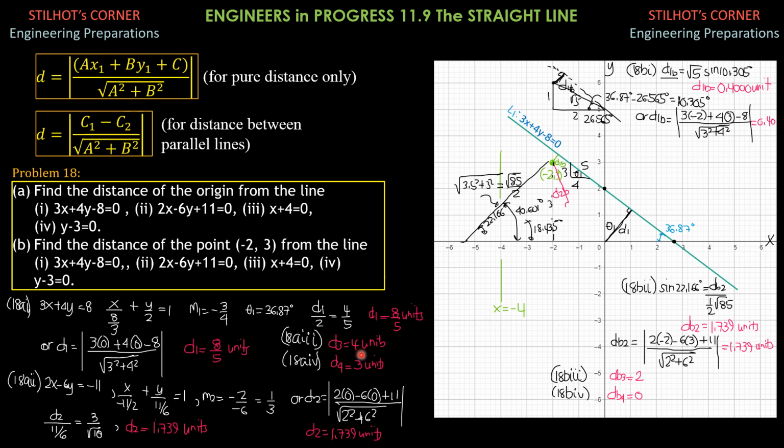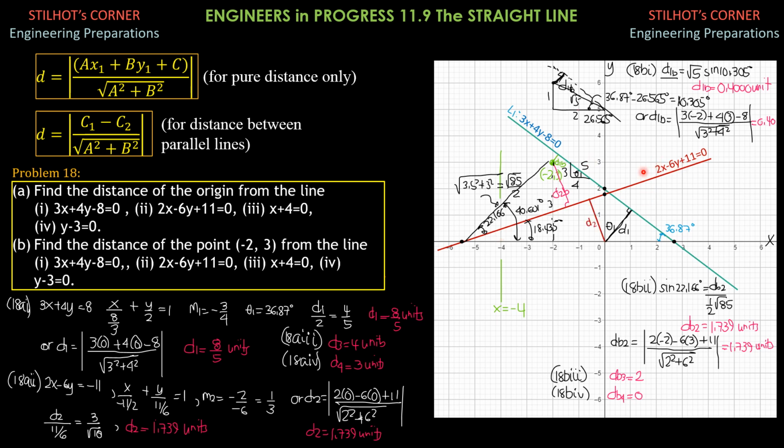How about the distance of the origin from y minus 3 equals 0? y minus 3 equals 0, or y equals 3, is a horizontal line parallel to the x-axis, 3 units above the x-axis as shown.